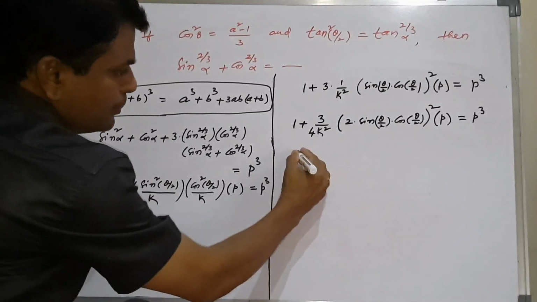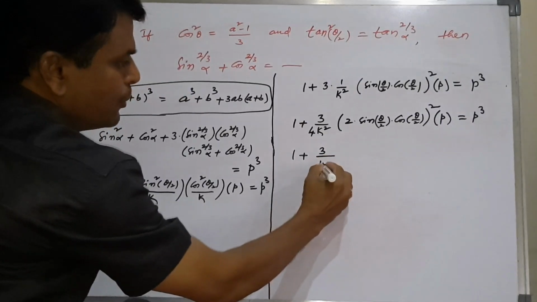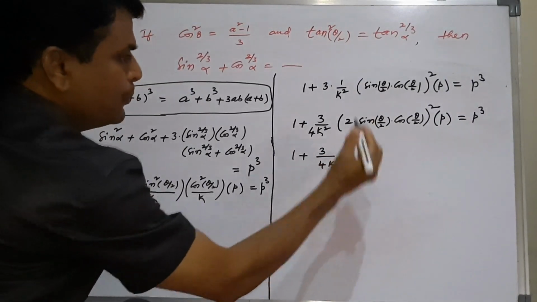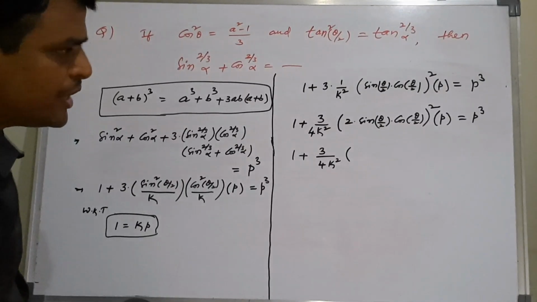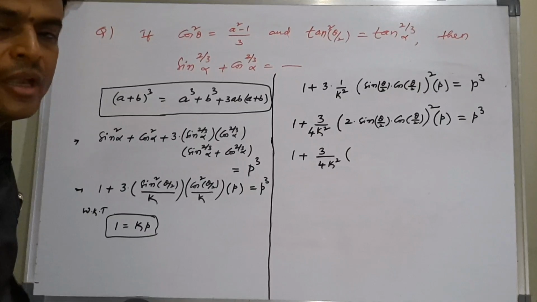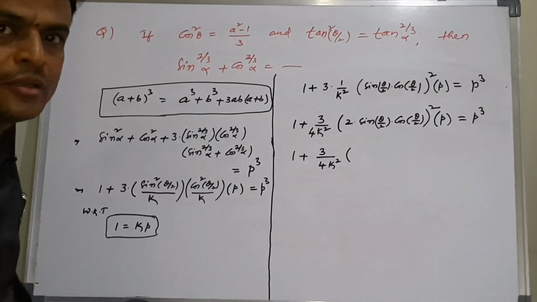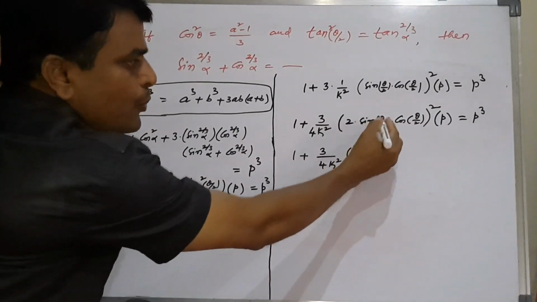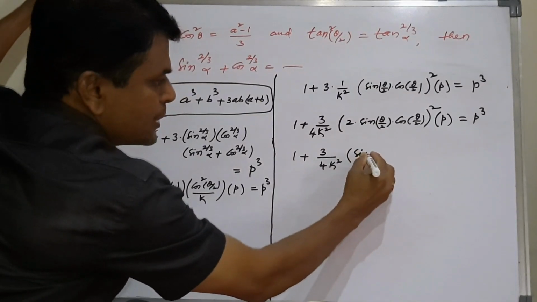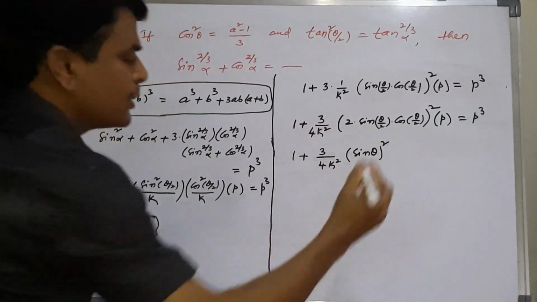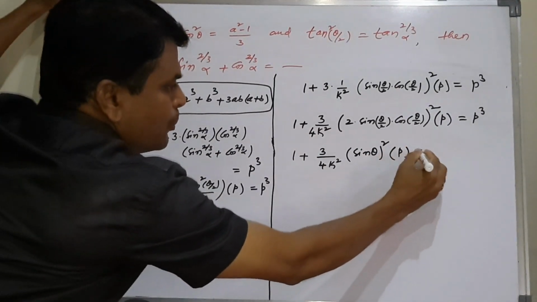Now 1 plus 3 by 4 k square into 2 sin theta cos theta, that we know is sin 2 theta. So sin 2 theta, sin of 2 into theta by 2, the 2 gets cancelled, so that we are getting sin theta whole square into p is equal to p cube.